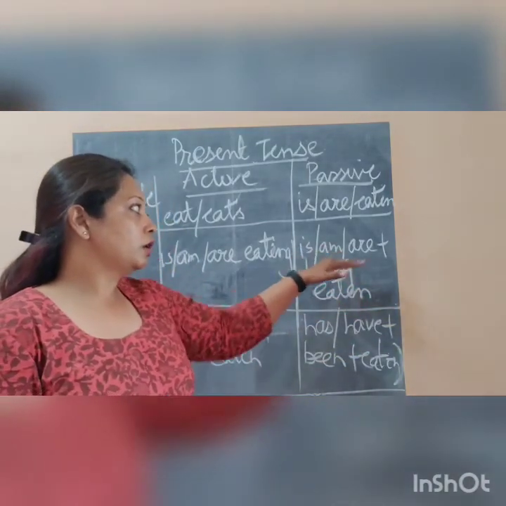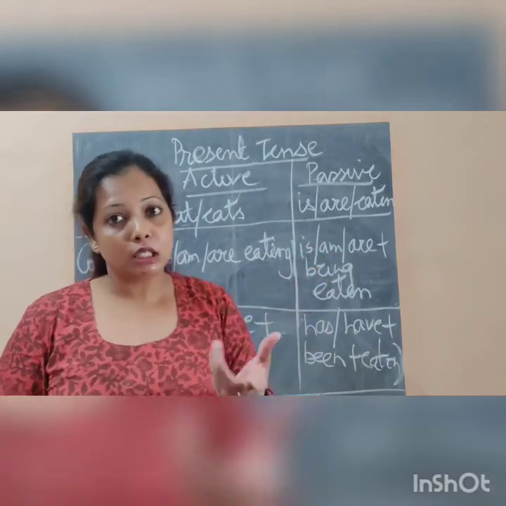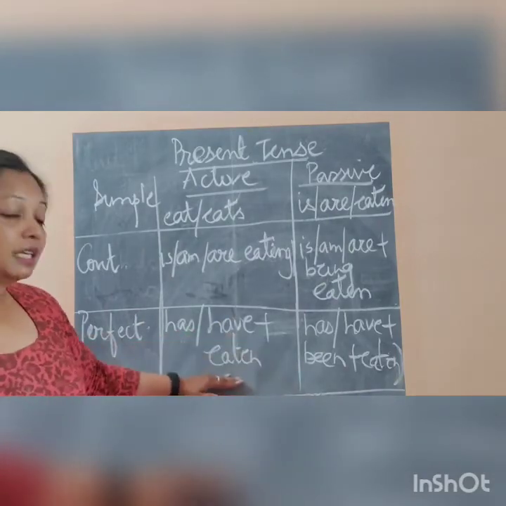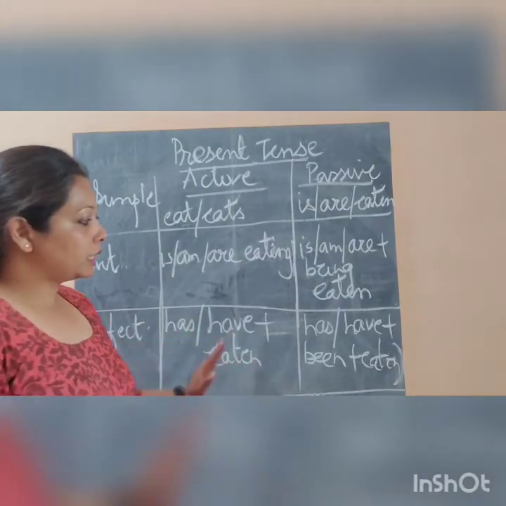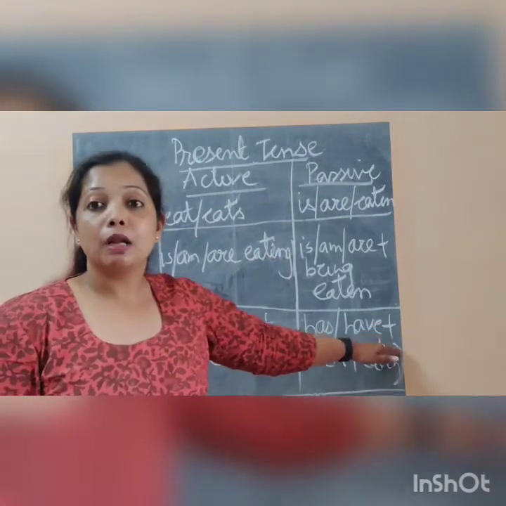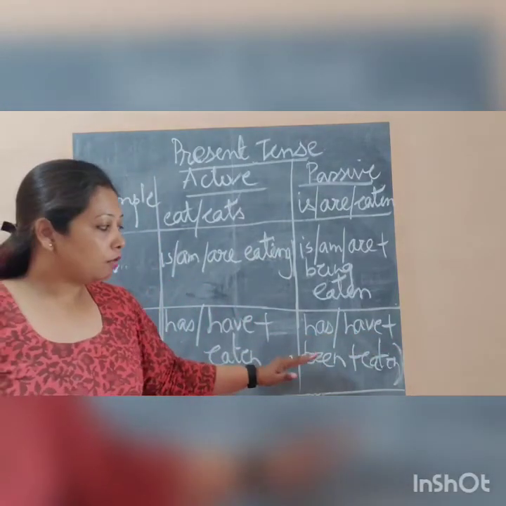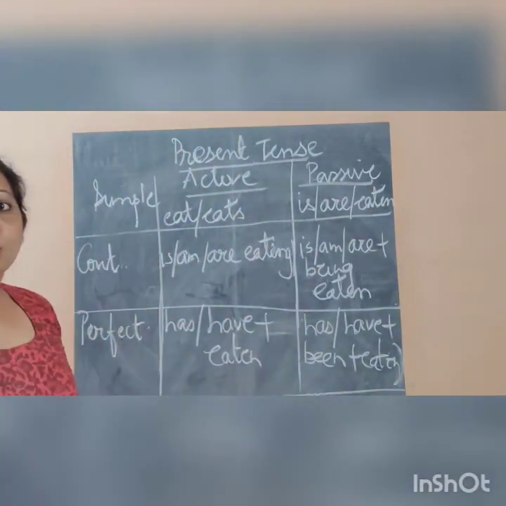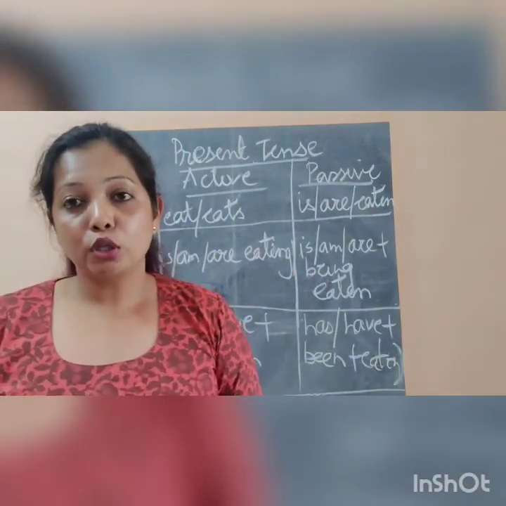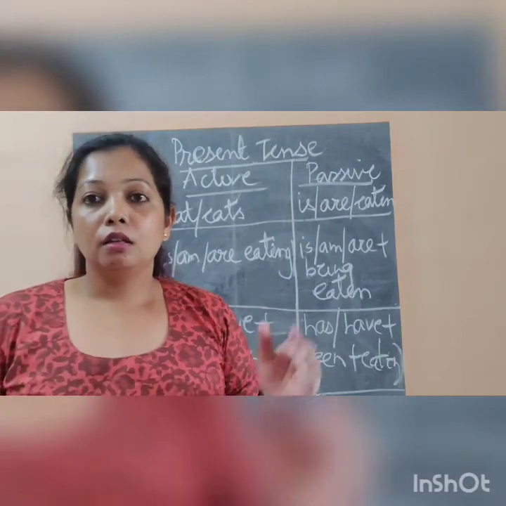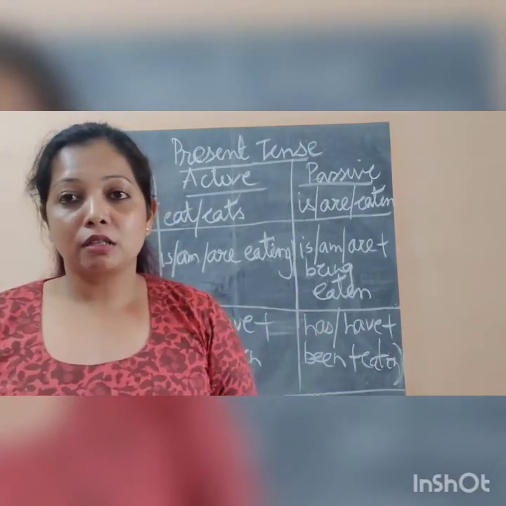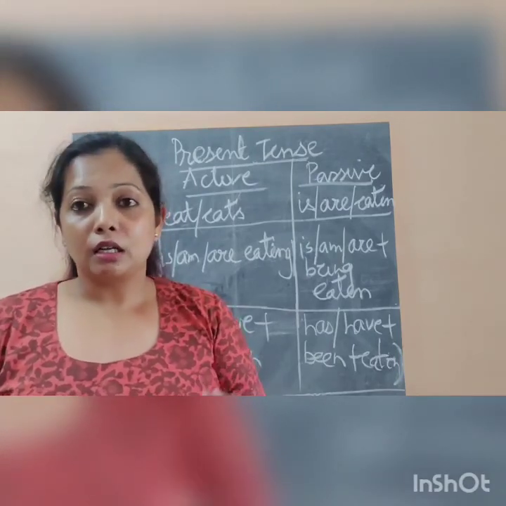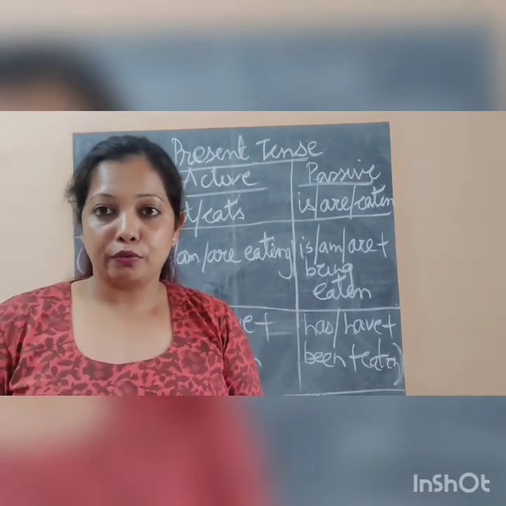You can see here, "is, am, are" plus "being" and "eaten". I have taken the word "eat". Here you can see perfect tense, "has, have" plus "eaten", the third form of the verb, which will be "has, have" plus "been", B-E-E-N, plus "eaten", the third form of the verb. So this whole table will give you a clear picture of what we have just studied in changing from active to passive in present tense: simple present tense, present continuous tense, and present perfect tense.